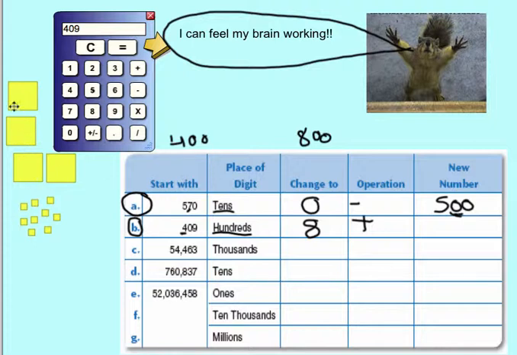And over here, I have made my number 409. Here's 100, 200s, 300s, 400s, and then my ones, 1, 2, 3, 4, 5, 6, 7, 8, 9. So 9 ones, and 400s. I need to get to 800s, and I have 400s, so I am going to have to add 400s. 1, 2, 3, 4. So I'm adding 4 hundreds, and that gets me to 809, and that's my new number.